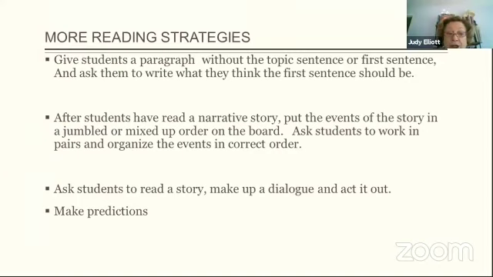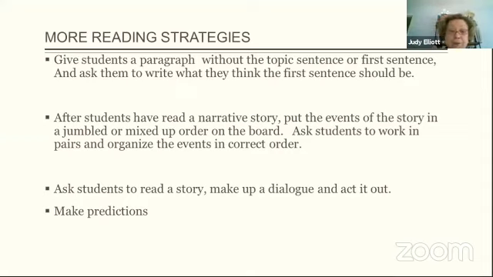The other strategy I would encourage, especially at the beginning of the text, when you're going to do the assignment, is to ask them to read and make predictions. Look at the title, look at the pictures, don't read the text. Now, what kind of things do you think will happen?